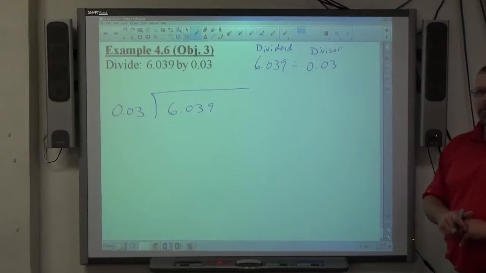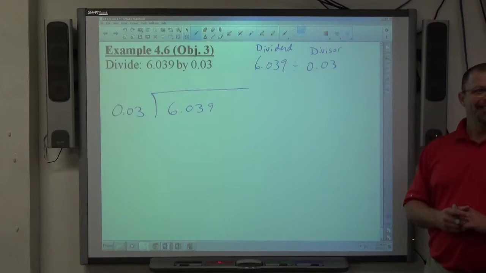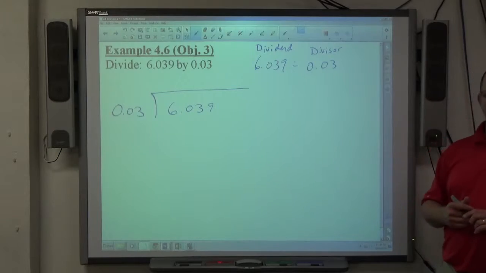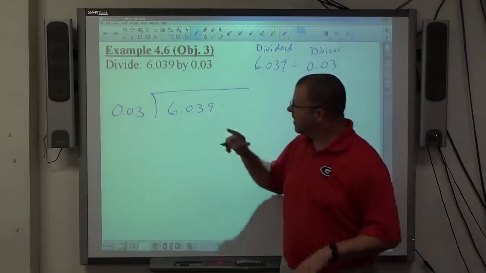We don't want the divisor to be a decimal number, Amber. What? What do you need? Nothing. Oh, you're just stretching? Yeah. Okay. All right. Sorry, I thought you were raising your hand.